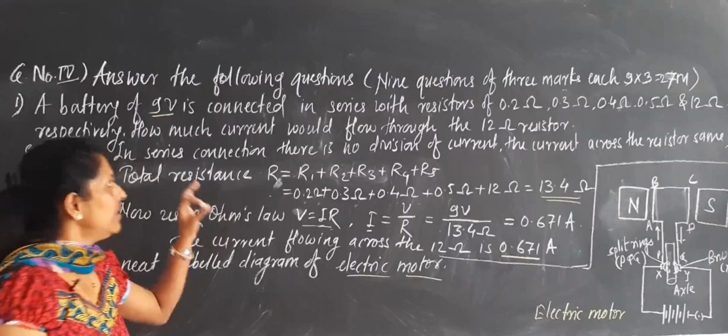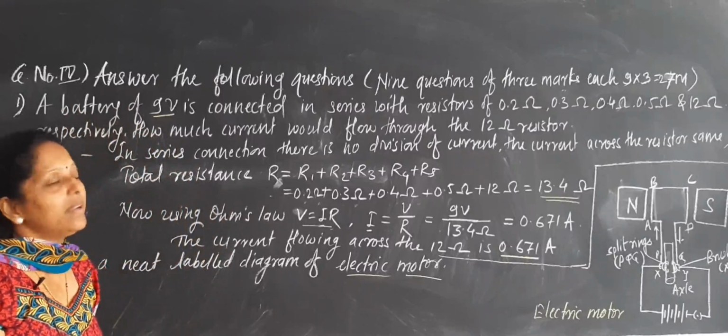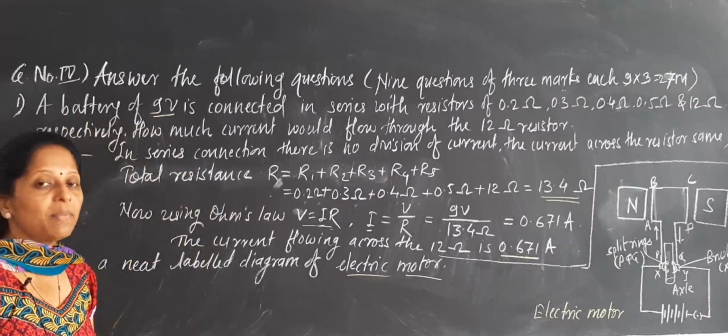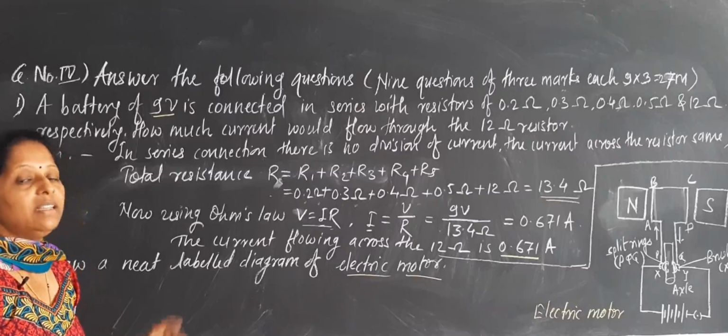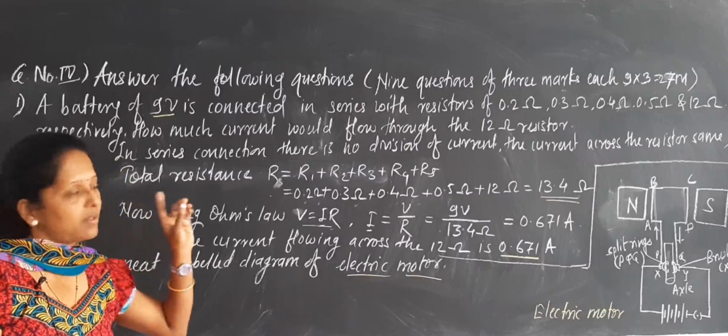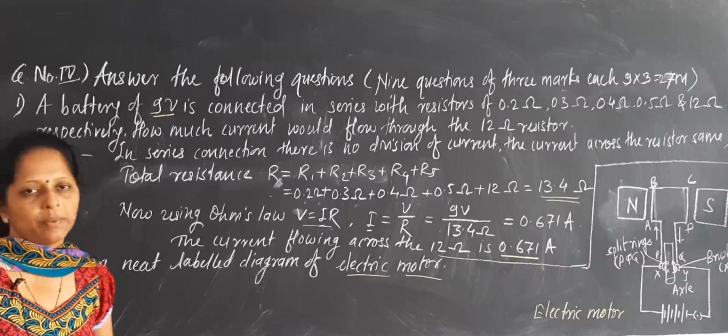So this is about question number 4. Answer the following questions: 9 questions are going to be asked for 3 marks each. So there are 27 marks for question number 4. So this is about question number 4, and the next question is question number 5.